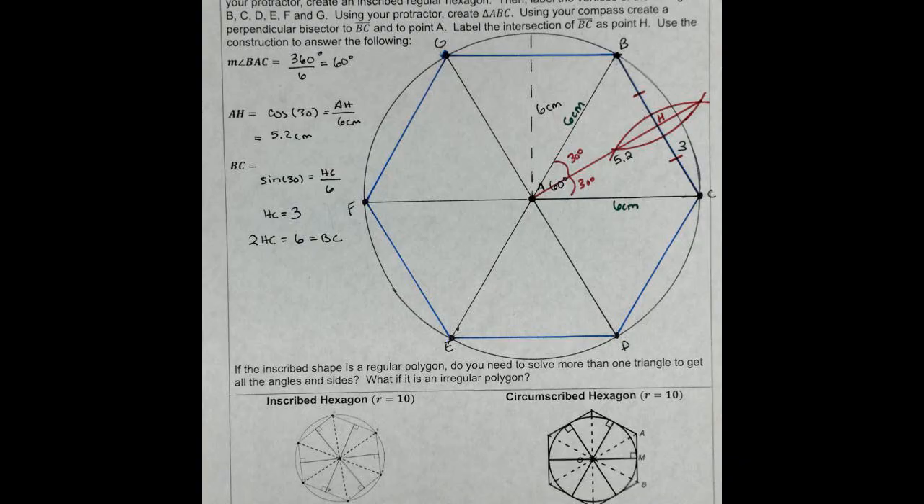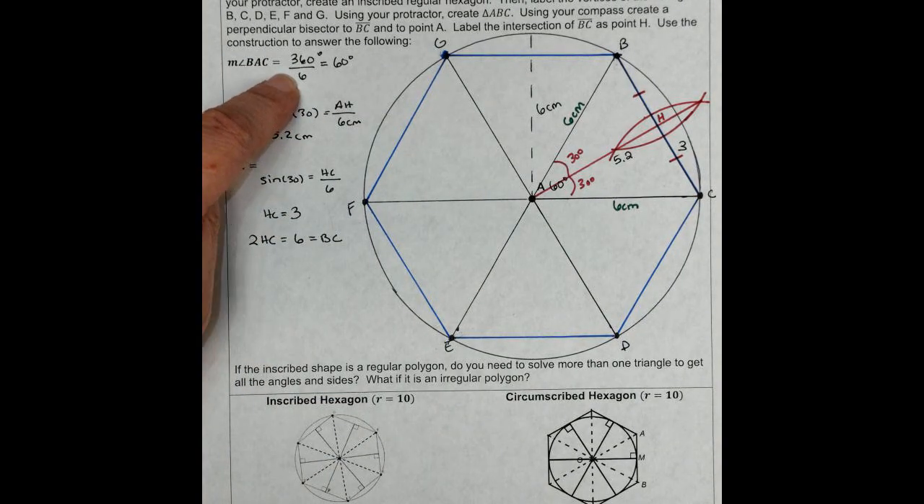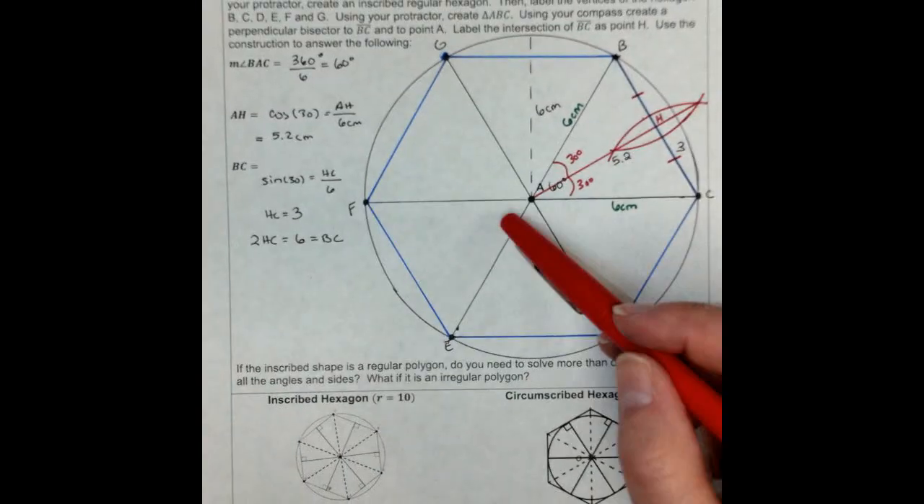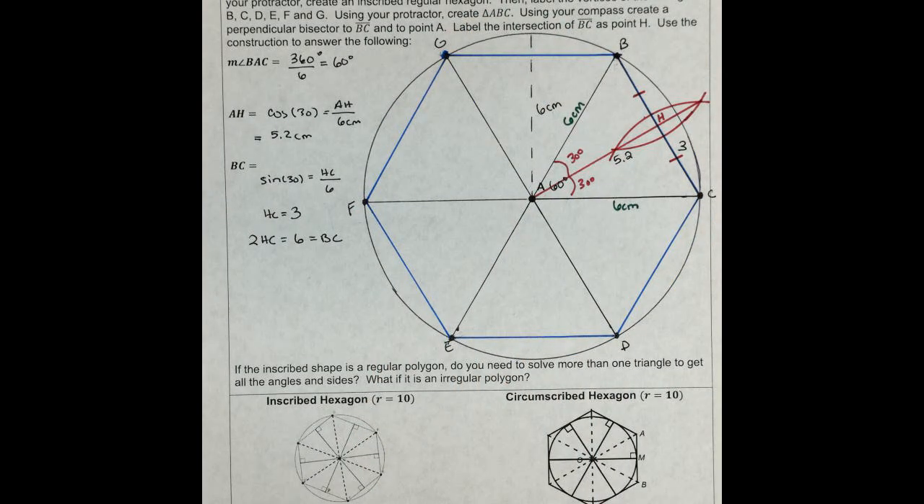All right. So when inscribing a polygon, it doesn't matter which one it is. The first thing you've got to do is take 360 and divide by the number of sides that you have. That's going to tell you what this internal angle is going to be. Then you can start creating your points using your protractor. And then you can create a perpendicular bisector to one of your sides, and now you have a right triangle and you can solve for your side lengths inside of it. All right.